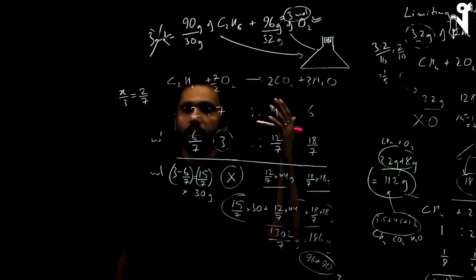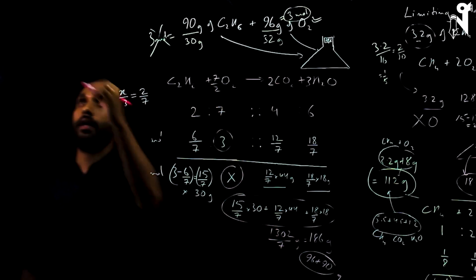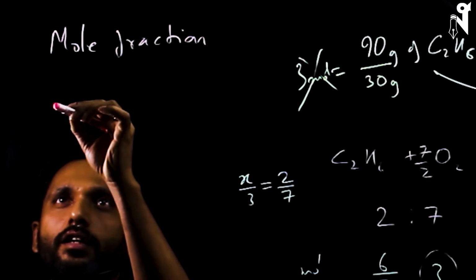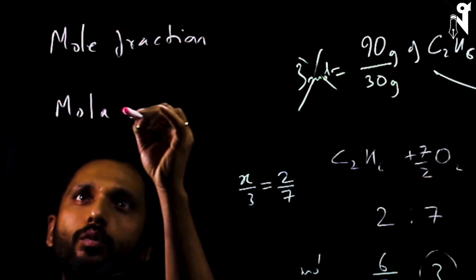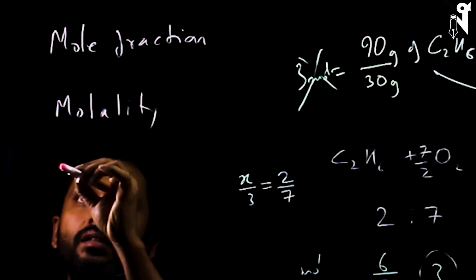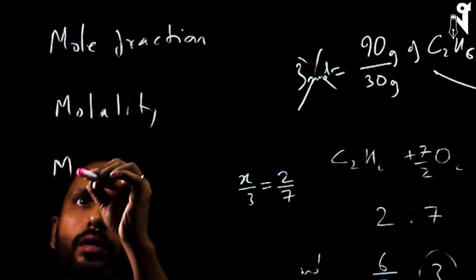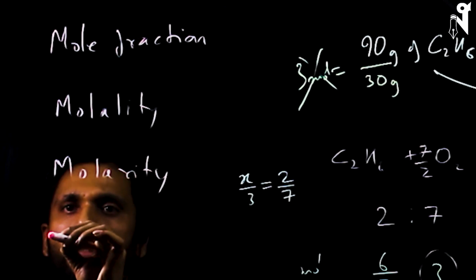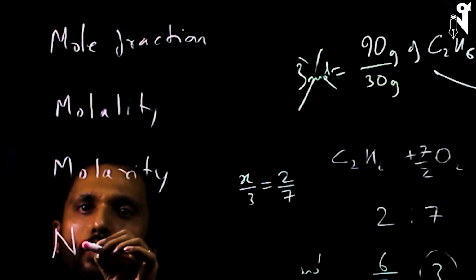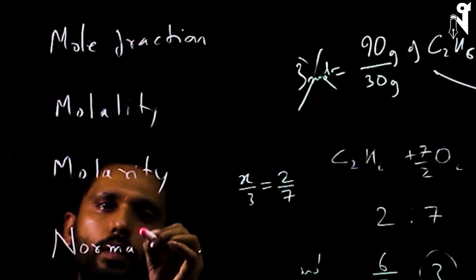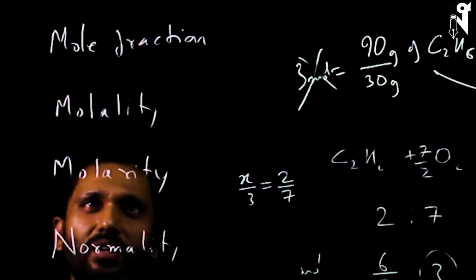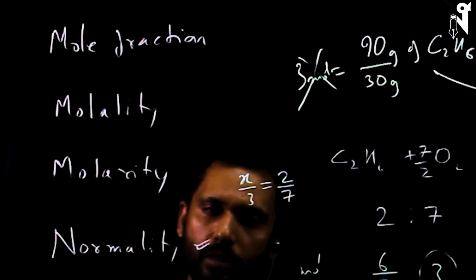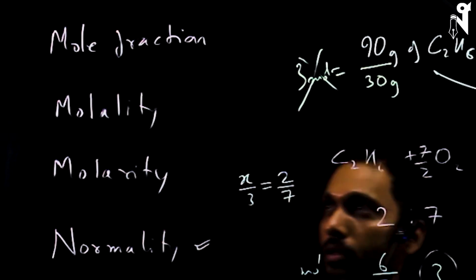So next we are going to learn other measuring ways which can be converted to moles, like mole fraction, concentration in terms of molality, concentration in terms of molarity, and then we might do normality, but not necessarily for this part of the chapter. It will be more used in redox when the redox reactions come into play.